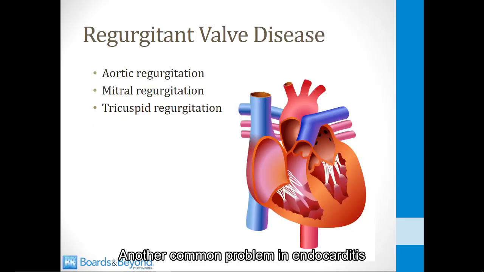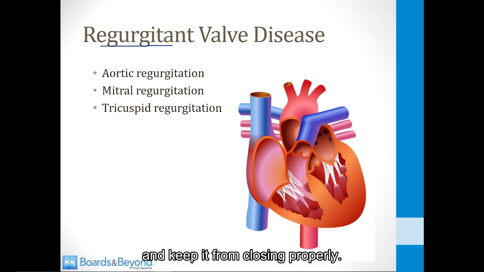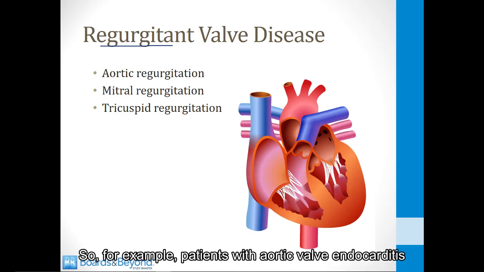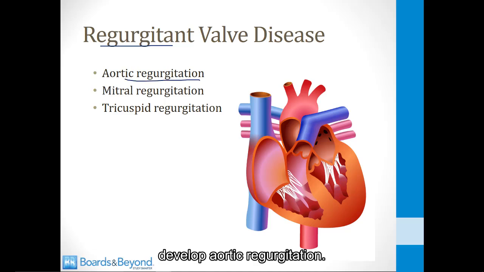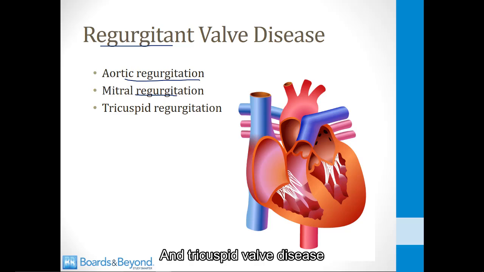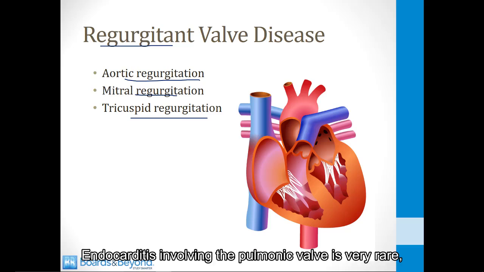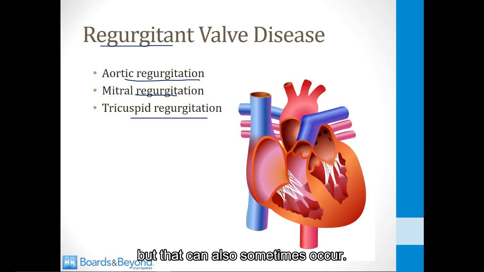Another common problem in endocarditis is regurgitant valve disease. If you remember that mass on the mitral valve I showed you 2 slides ago, you can easily imagine how that mass can disrupt the valve and keep it from closing properly. This can lead to regurgitation. So for example, patients with aortic valve endocarditis develop aortic regurgitation, mitral valve endocarditis leads to mitral regurgitation, and tricuspid valve disease leads to tricuspid regurgitation. Pulmonic regurgitation is relatively uncommon. Endocarditis involving the pulmonic valve is very rare, but that can also sometimes occur.